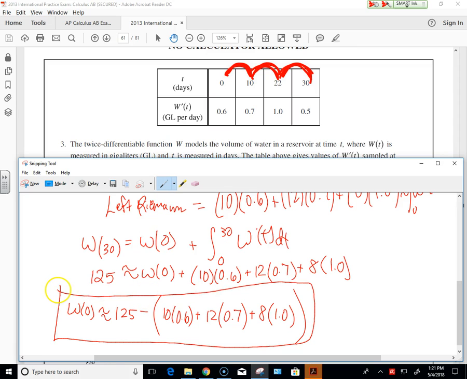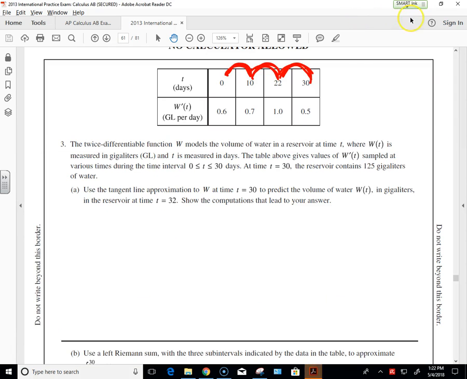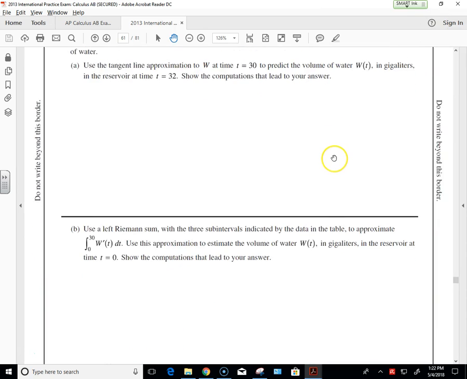Wait. Exactly. W is measured in what? Gigaliters. Okay. Any other questions on number 3, going once? Going twice? Number 4. 2013 number 4. Anything?